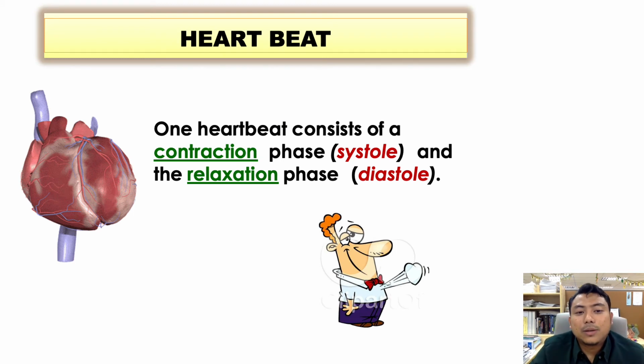So first we need to understand these two terms, systole and diastole. One heartbeat, satu degupan jantung, consists of a contraction phase, i.e. systole, degup, and the relaxation phase, i.e. diastole, relax. Okay. So systole, diastole. Okay, so itu adalah satu heartbeat.